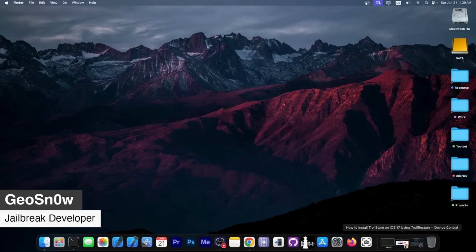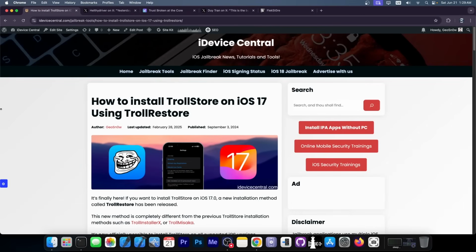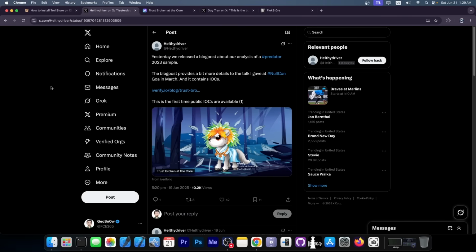Today we have a massive release. Do you guys remember the TrollStore for iOS 17 and of course iOS 15, 14, stuff like that? Well, today we got a big release, and that is the vulnerability behind the CoreTrust 2 bypass, which is used in TrollStore. So yes, we got this account over here that posted, quote, "Yesterday we released a blog post about our analysis of Predator 2023 sample.